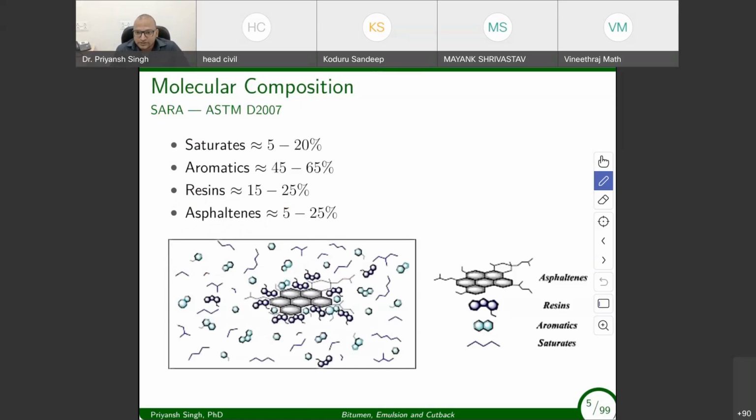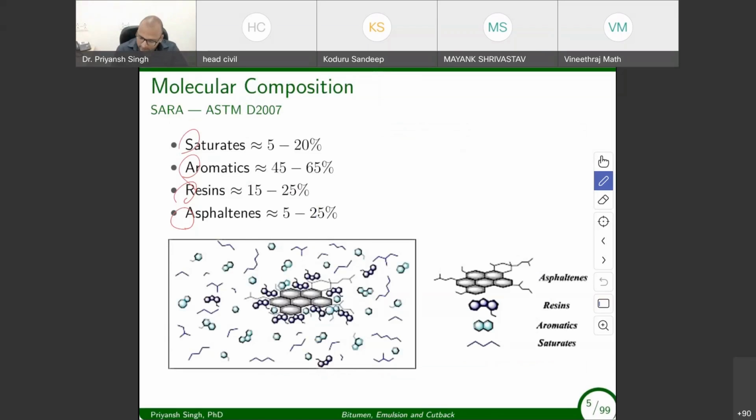If we see the molecular composition of asphalt binder, the molecules can be divided into four different categories. This analysis is known as SARA analysis, based on what different components we have. Molecular-wise, we may have saturates, aromatics, resins, and asphaltenes. So S, A, R, and A give the name SARA. I'm not giving too much detail of this analysis, but if you want to study more, there is ASTM D2007 that gives the details of this SARA analysis.